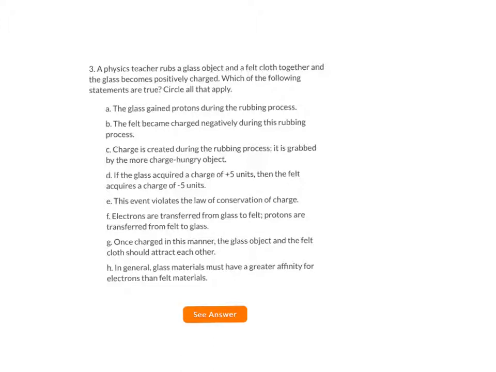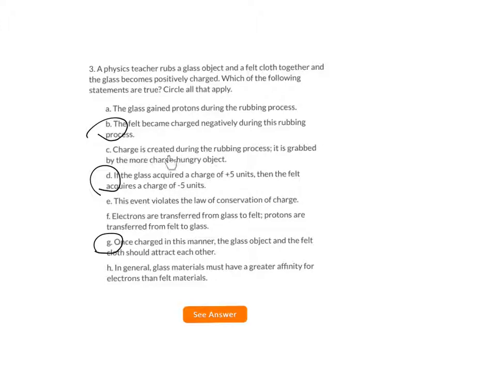Okay, the correct answers, the ones that are true, are B, D, and G. Why is A incorrect? Again, objects never gain or lose protons when they're getting charged. So the glass becoming positively charged isn't because it gained protons. The felt became charged negatively. Well, if we know the glass becomes positive charge, the felt then must have gained the electrons, so it must be negative charge. C, again, charge is created.